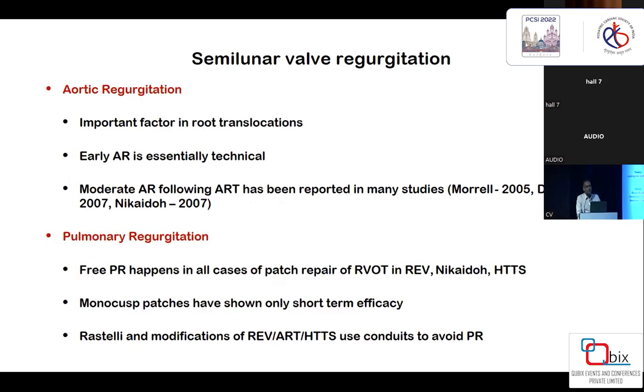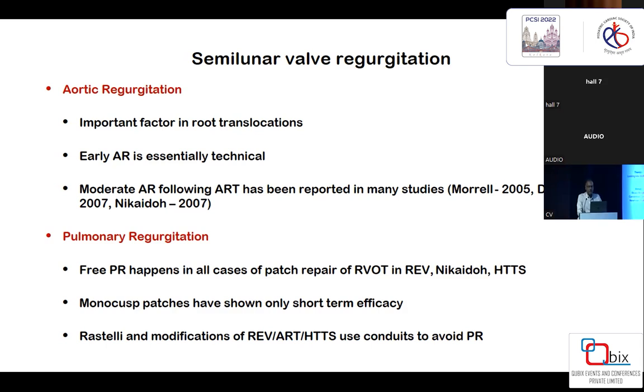Aortic valve regurgitation, again, is a very important factor in root translocations. Early AR is essentially technical. Moderate AR following aortic root translocation has been reported in many studies. Pulmonary regurgitation, free PR, happens in all the patients who have a patch repair in the RVOT, like REV, Nikaidoh, HTTS. Monocusp patches have been used in literature to tackle this, but it's only for short term. It doesn't have any long-term efficacy.